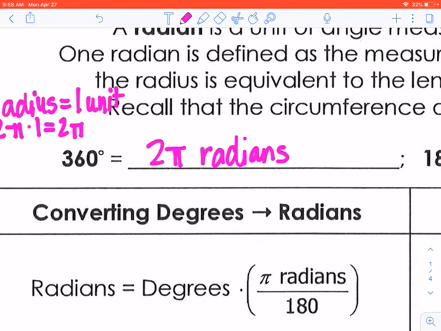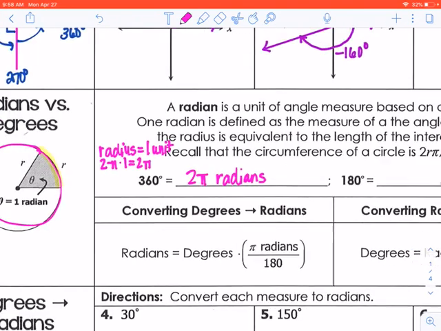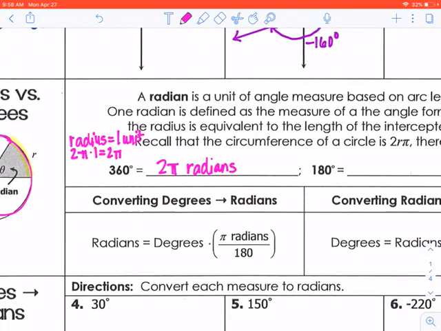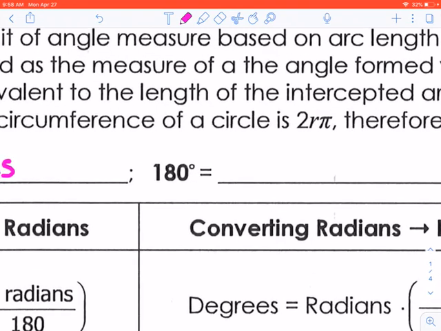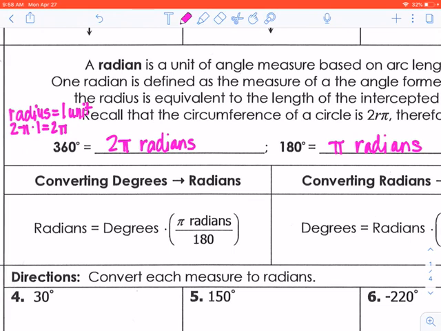That's the length. So if I look at 180 degrees, which is half of the circle, I'm going to get half of the amount of the radians. So half of 2, we're going to get 1 pi radians. So 180 degrees is pi radians because I can take half of 2 pi for half of a circle. So we get pi radians.